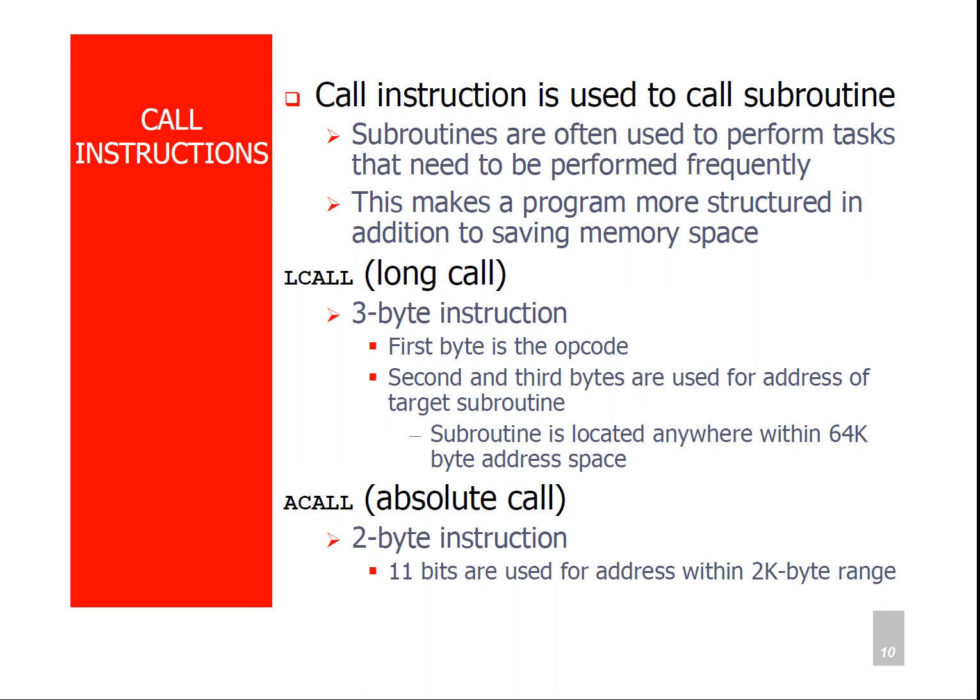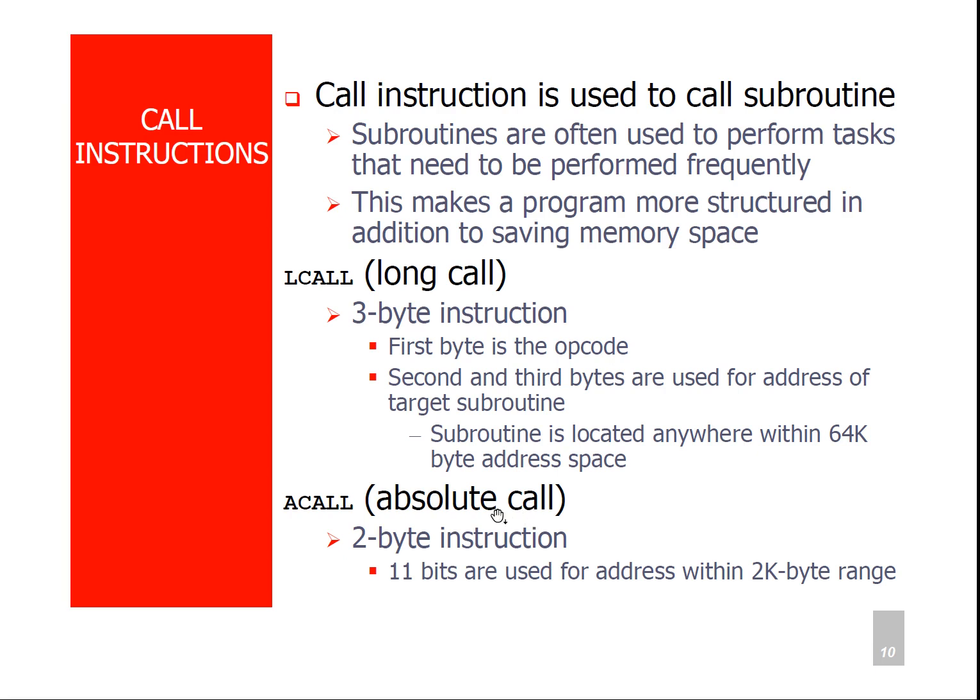In 8051 there are two types of call instruction. One is long call and another is absolute call. So for long call, the instruction is lcall and it is a 3-byte instruction. First byte is for the opcode. Second and third bytes are used for address of target subroutine. That means here subroutine can be located anywhere within 64 kilobytes of address space, because address of target subroutine is 2 bytes, that is 16 bits. 2 to the power of 16 equal to 64 kilobytes of address space.